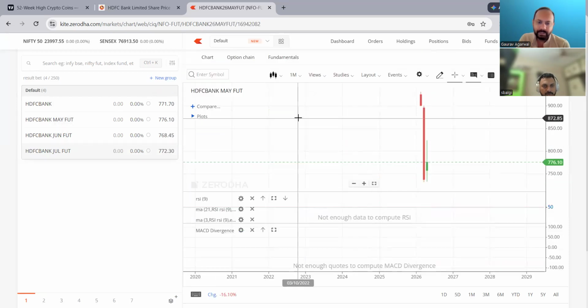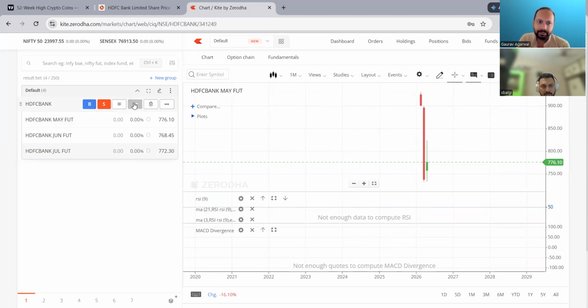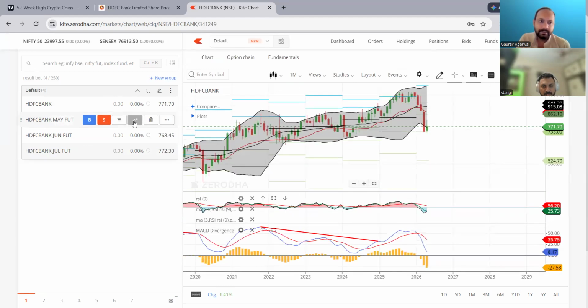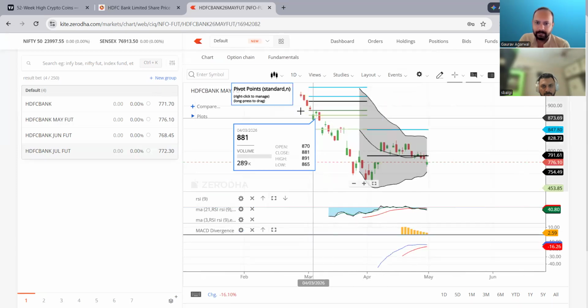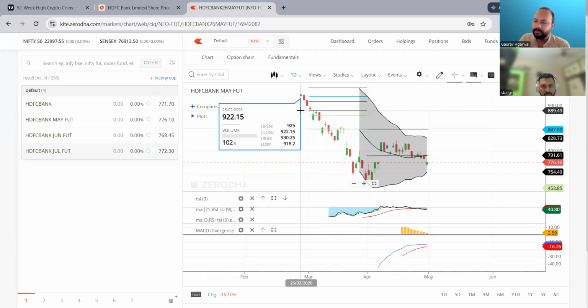Charts will be available for all, whether it's futures or cash. See, this May future started trading in the month of February, so February, March, April. It will show you the chart from here only. Prior to that, it was not trading, so it will not show you the chart prior to that.